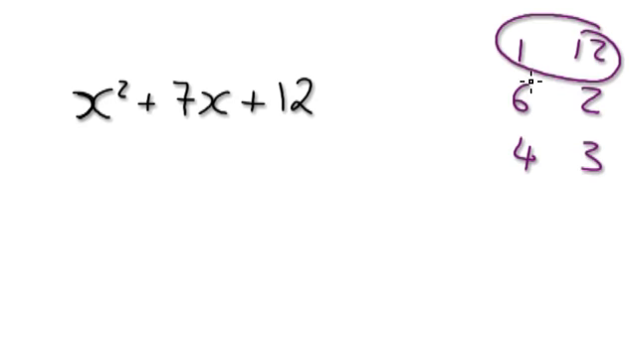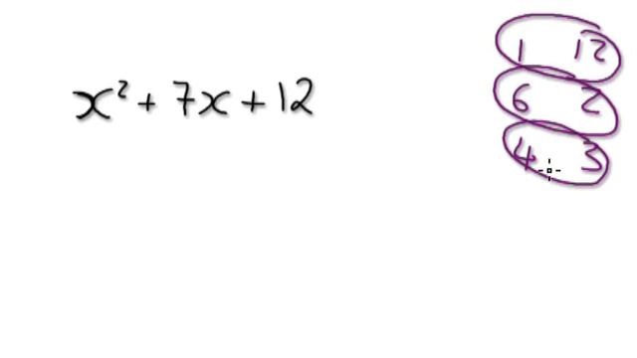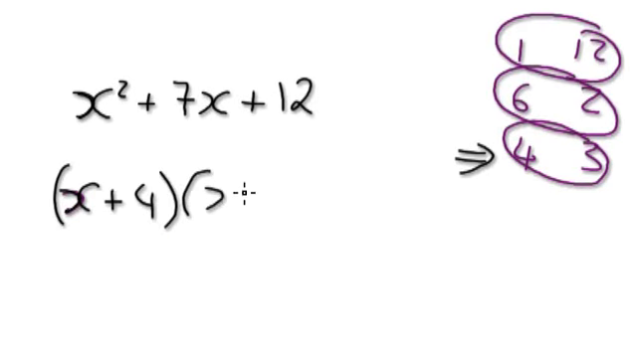So let's look at this here. When added together, this will give you 13x. This here, when added together, gives you 8x. This here, when added together, gives you 7x. So you know it's going to be this. Hang on, this would be x plus 4 and then x plus 3.